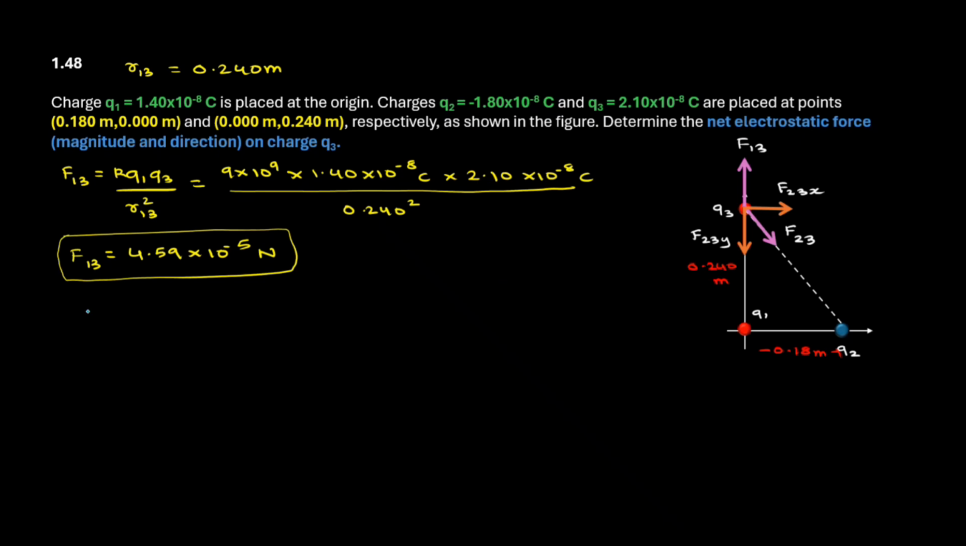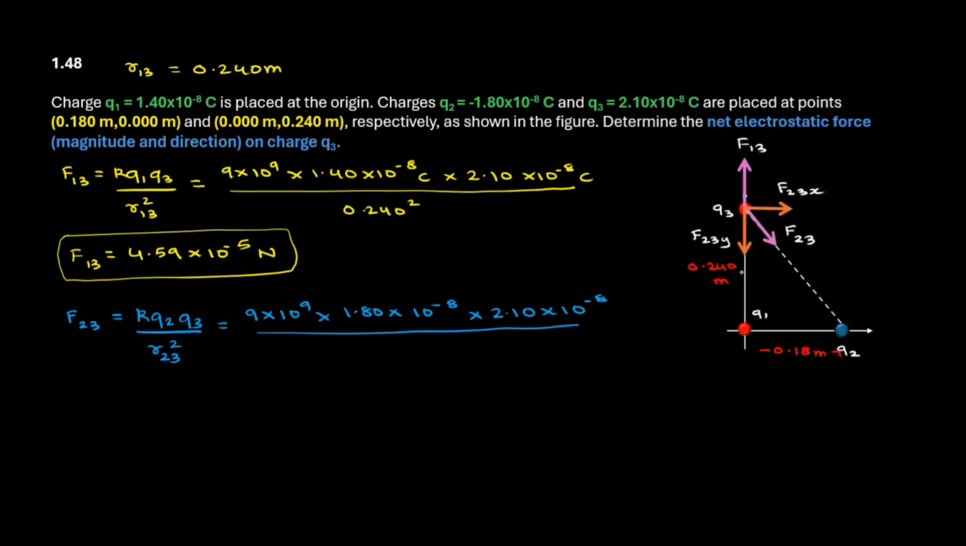Then we do the same thing for F23. F23 will be equal to K Q2 Q3 over R23 squared. So we substitute. K is 9 times 10 to the power 9. Q2 is negative 1.80, but we don't take that negative sign here. We just write it as 1.80 times 10 to the power negative 8. Q3 is 2.10 times 10 to the power negative 8.